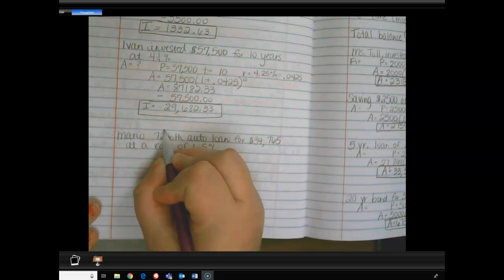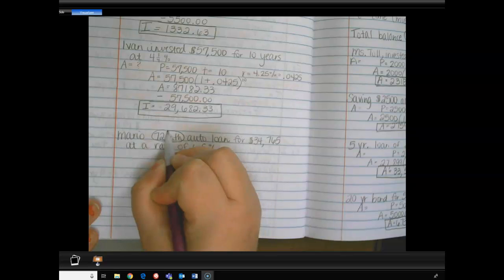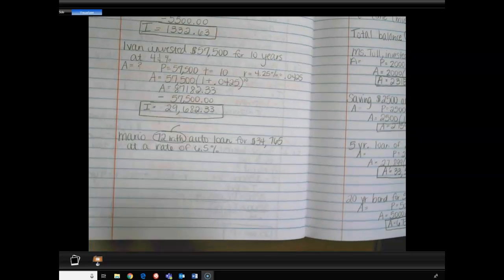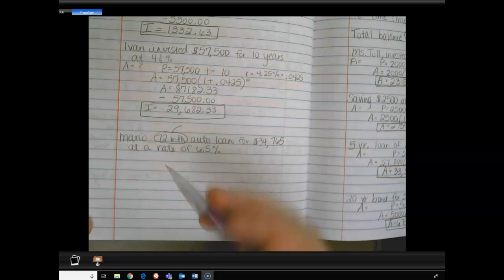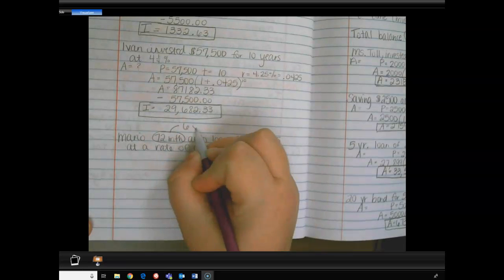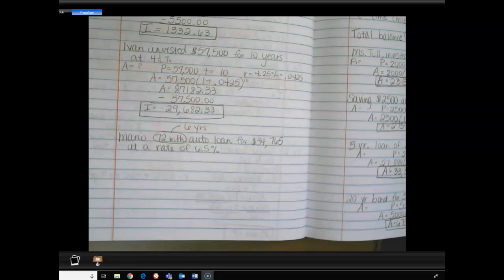So before we get started on this one, the minute I see that it says month, I know I'm going to need a year. So this 72 months, there's 12 months in a year. So 1 year is 12 months, 2 years is 24. So what times 12 will give me 72? Or you can do 72 divided by 12, which is 6. So that's 6 years.